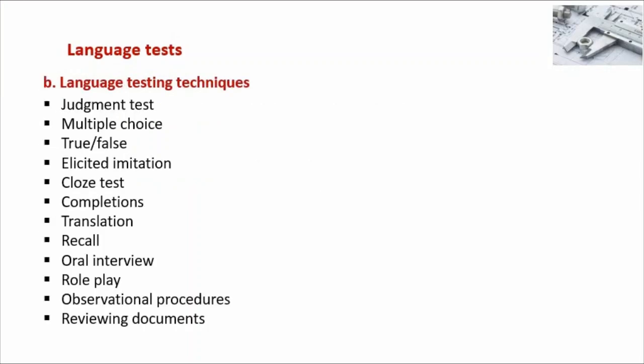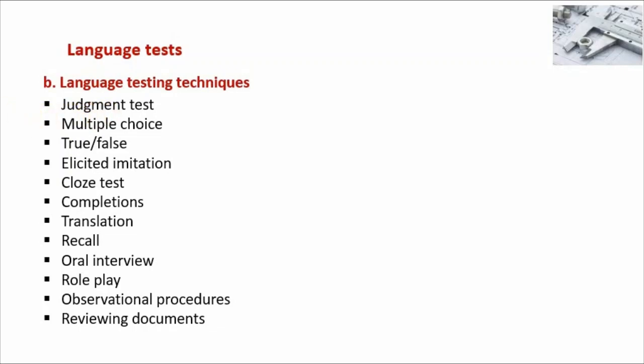Let's continue our discussion on language tests by considering language testing techniques. So in order to elicit some language, any type of language from the respondents, the researcher can use a variety of testing techniques to collect the data. We'll begin with those of high explicitness and move along the continuum toward those of low explicitness. The first type is judgment tests.